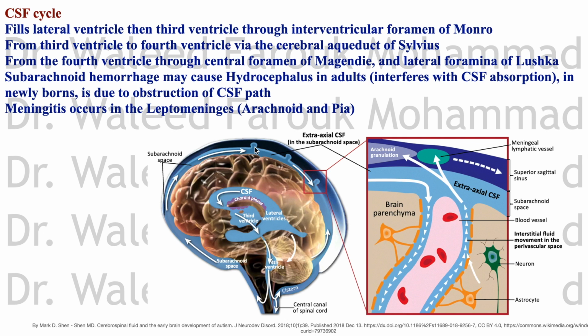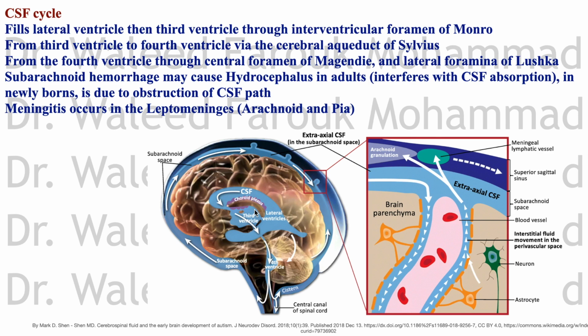Okay, subarachnoid hemorrhage may cause hydrocephalus in adults because it interferes with CSF absorption. In newborns, it's due to obstruction of the CSF path. Meningitis occurs in the leptomeninges, in the arachnoid and pia mater.